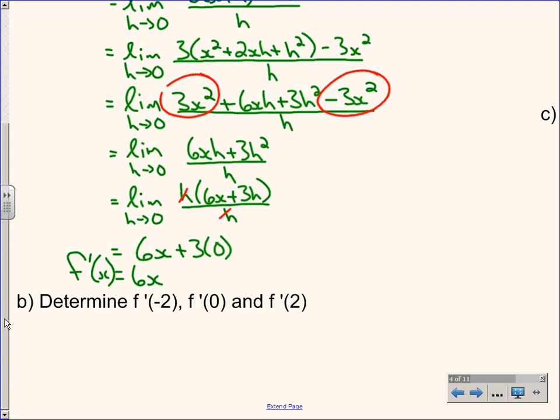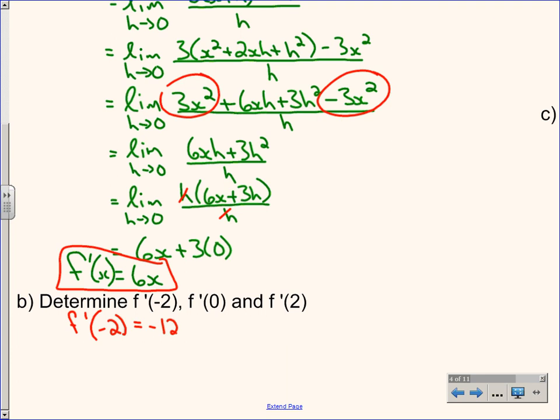Okay. It says determine f prime of negative 2, f prime of 0, and f prime of 2. Negative 2, 0, and 2. Not a hard question, actually. We can do this one relatively quick. F prime of negative 2 means sub in a minus 2 into this function, right? So 6 times negative 2 is just minus 12.